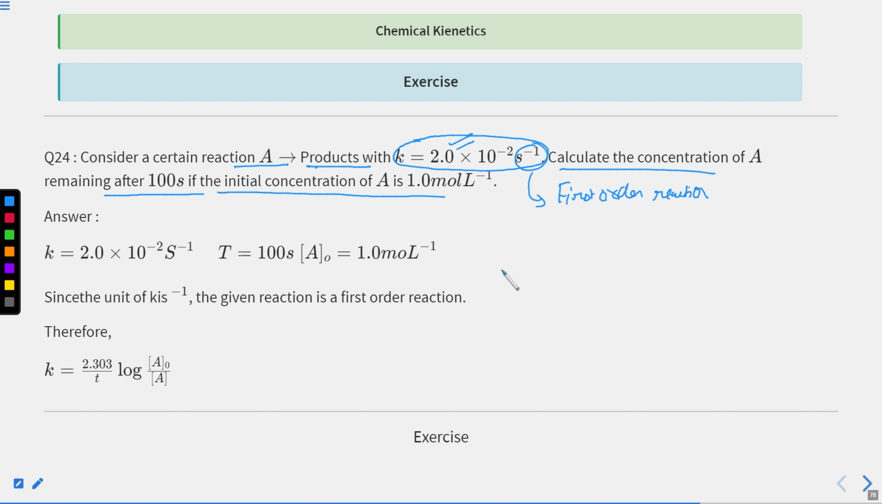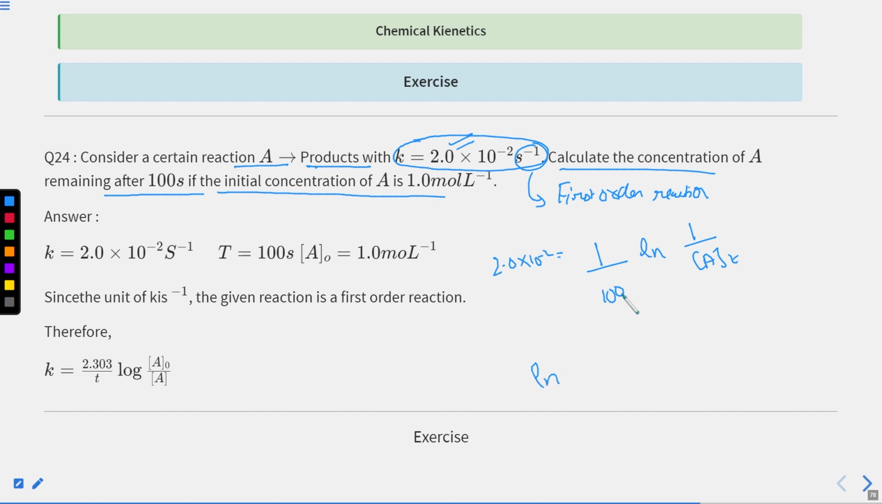So we have K, that is 2.0 into 10 to the power minus 2. K equals 1 by t, where t is given as 100 seconds, times ln of initial concentration, which is 1, over the final concentration. What will the final concentration be? We have to calculate.